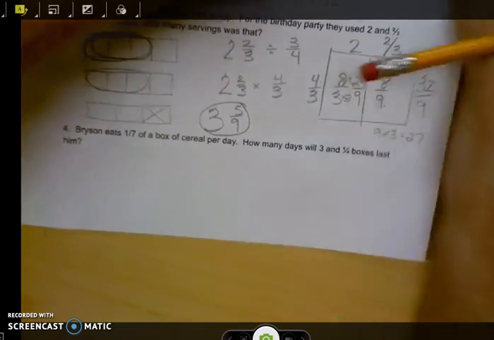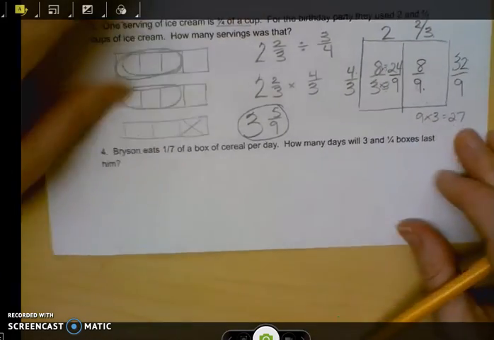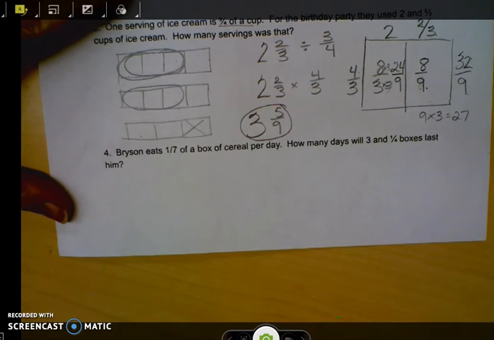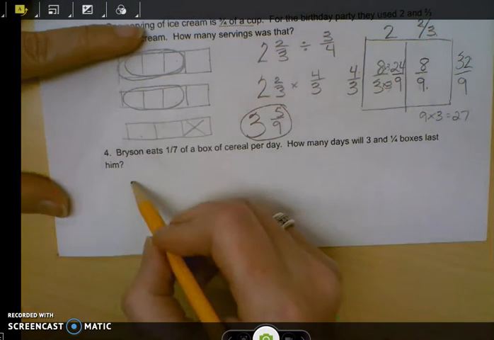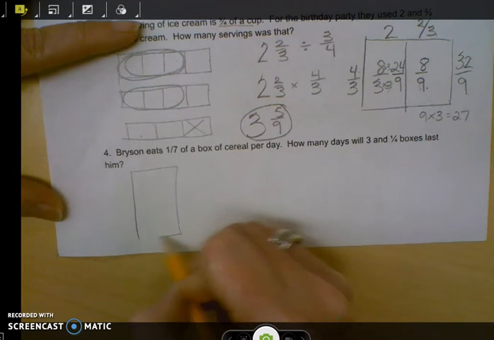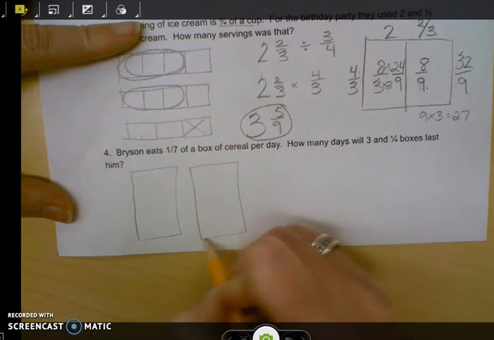Number 4. Bryson eats 1/7 of a box of cereal per day. How many days will 3 1/4 boxes last? All right, so every day he eats 1/7, and we start off with 3 1/4. So I'm going to start off with my 3 1/4 cereal boxes.